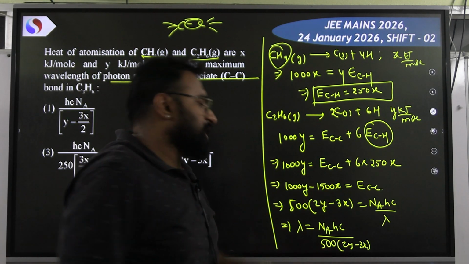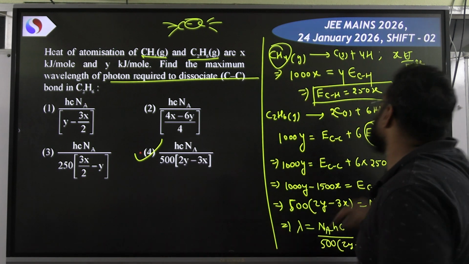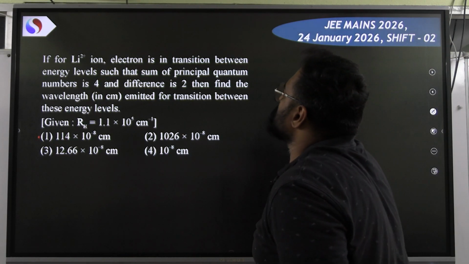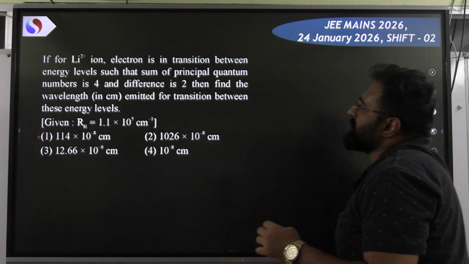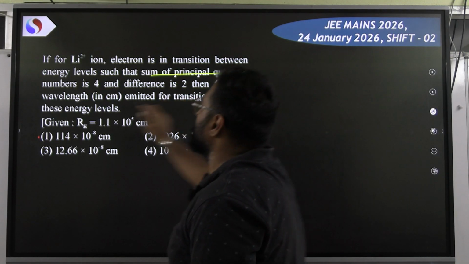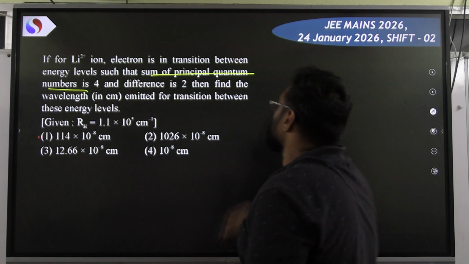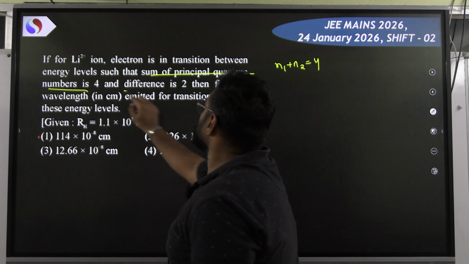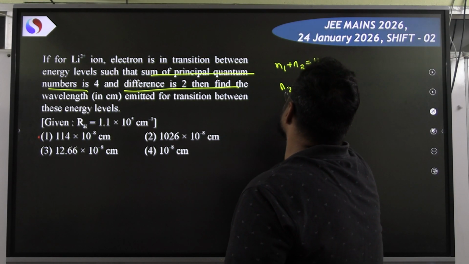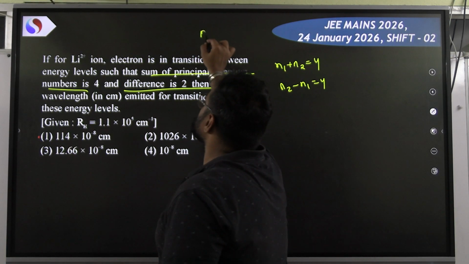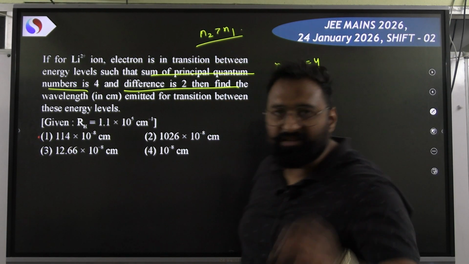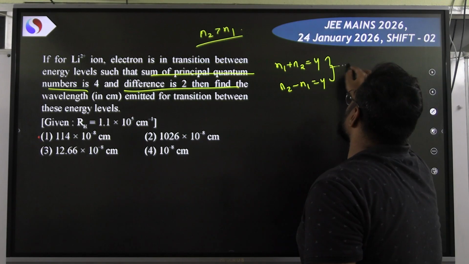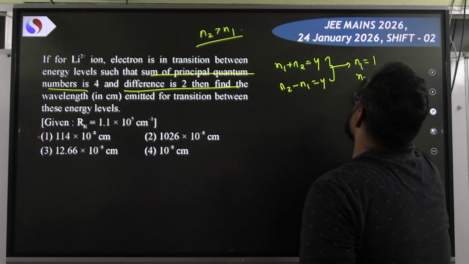Bit lengthy question. The calculative part in all the questions so far is a bit lengthy. Let's see what happens ahead. For a lithium 2 plus ion, electron is transitioning between energy levels where the sum of principal quantum numbers n1 and n2 is 4 and the difference is 2. So n2 minus n1 will be 2. Remember always, n2 should be greater than n1. This is a compulsory universal truth. So on solving this equation, n1 is equal to 1 and n2 is equal to 3.